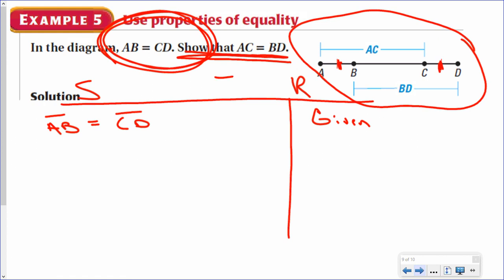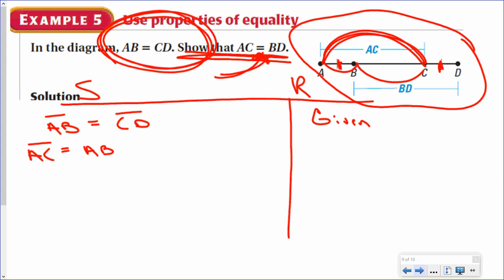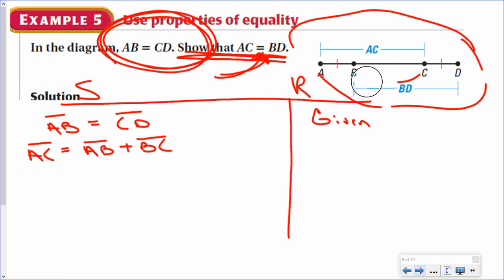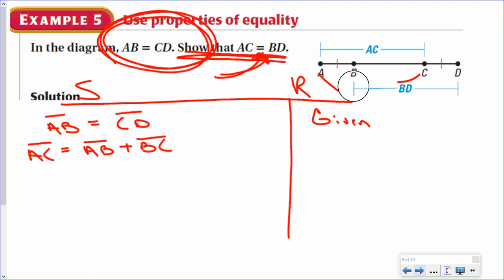Okay, so eventually we want to work toward this. AC is congruent to BD. So let's make a statement about AC. And this is where students start catching on a little bit. You notice AC is from here to here. It's made up of 2 smaller segments, like AB plus BC. AB plus BC. Let me erase this so it doesn't look so rough. There we go.